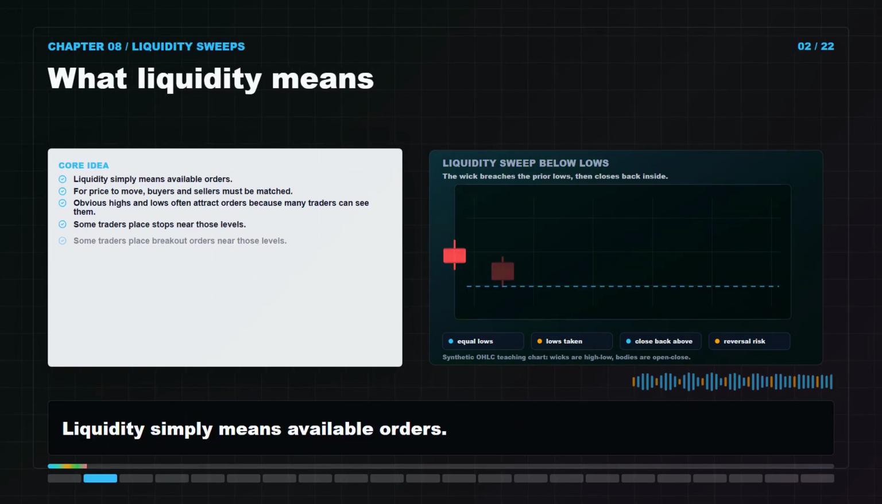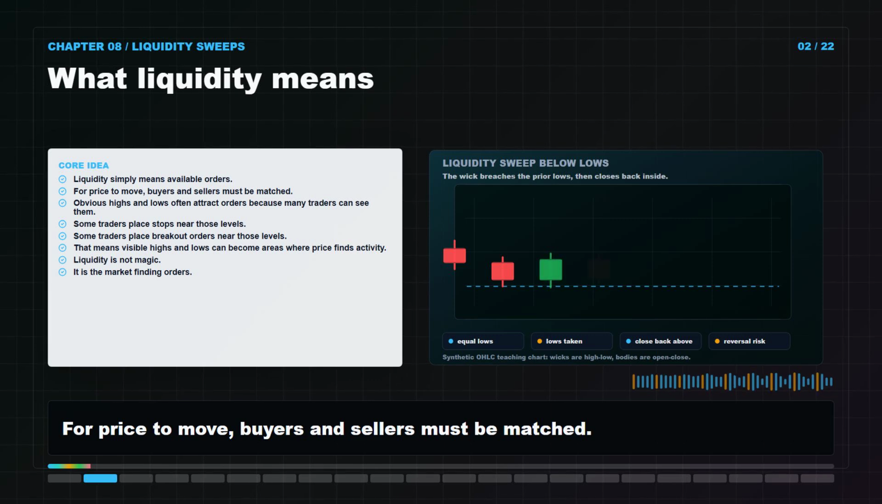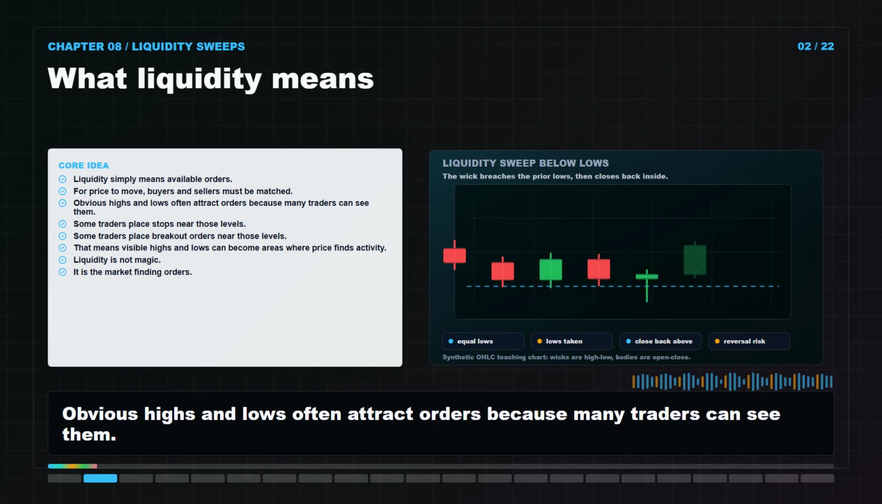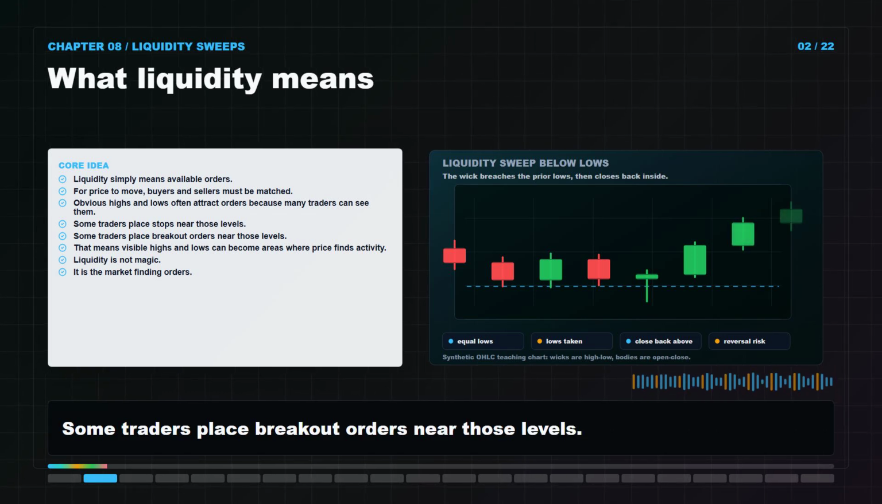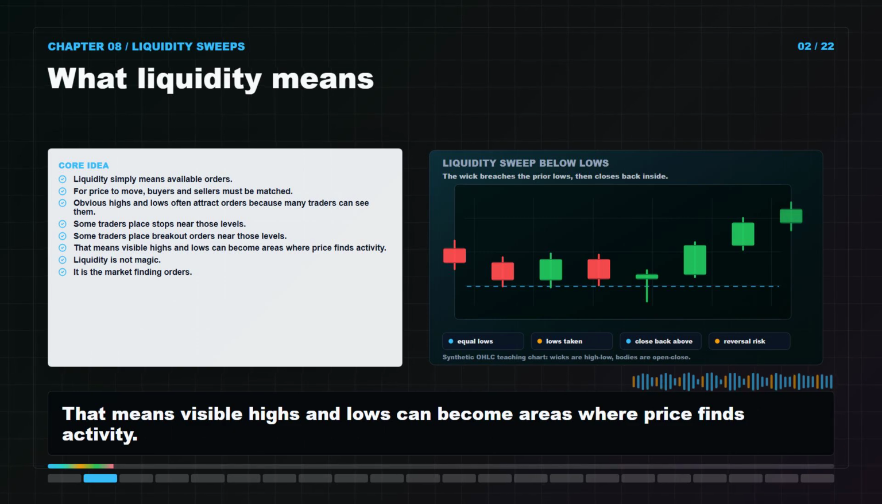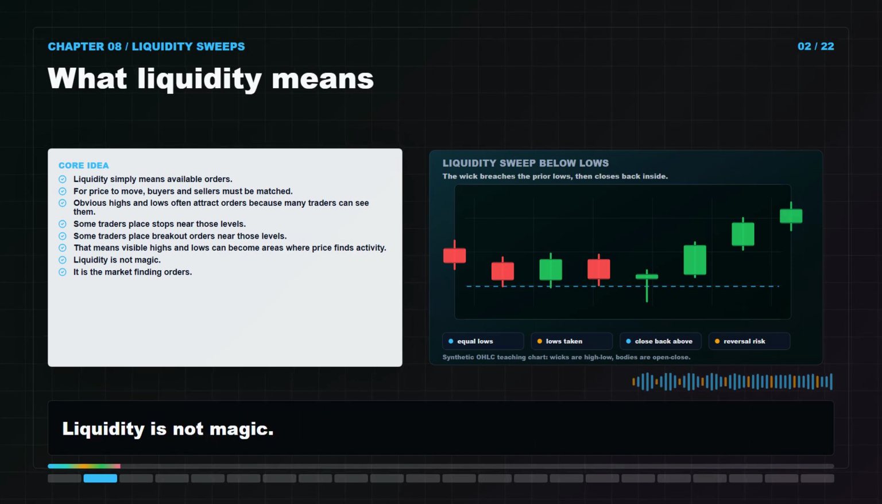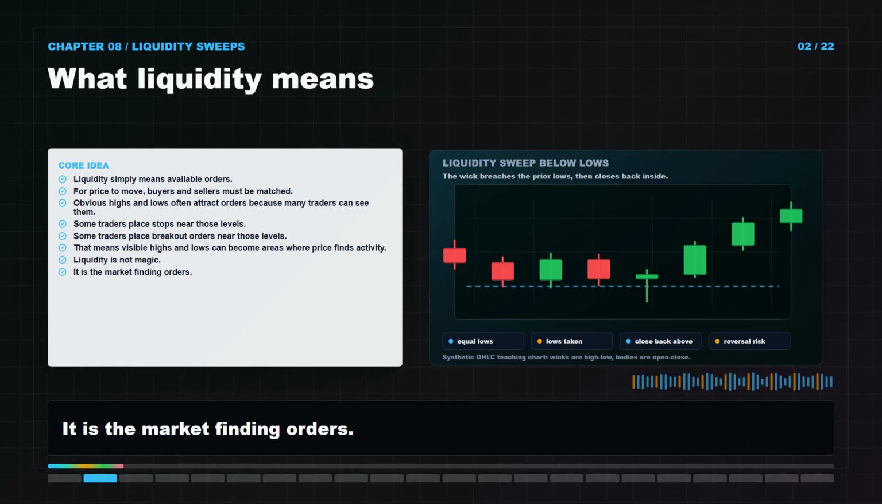Liquidity simply means available orders. For price to move, buyers and sellers must be matched. Obvious highs and lows often attract orders because many traders can see them. Some traders place stops near those levels. Some traders place breakout orders near those levels. That means visible highs and lows can become areas where price finds activity. Liquidity is not magic. It is the market finding orders.